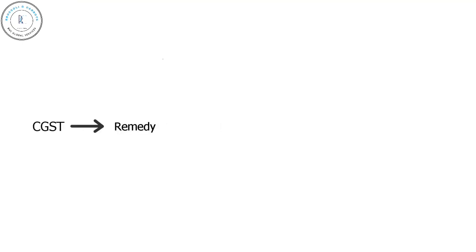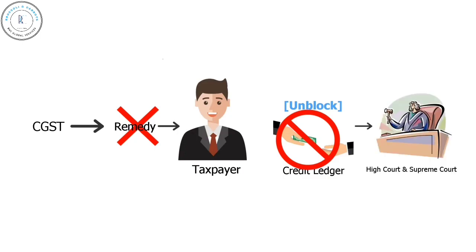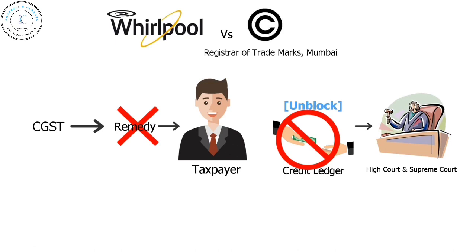Remedies available to a taxpayer. CGST Act and rules do not provide a remedy to taxpayers for the unblocking of their credit ledger. Petitioners may take recourse to the writ jurisdiction of the Supreme Court and High Courts of competent jurisdiction. Whirlpool Corporation v. Registrar of Trademarks, Mumbai.